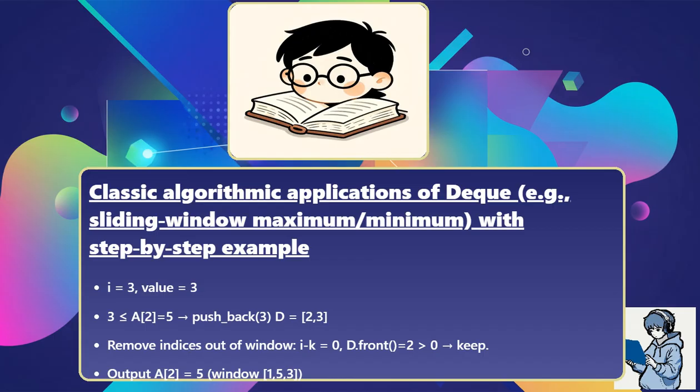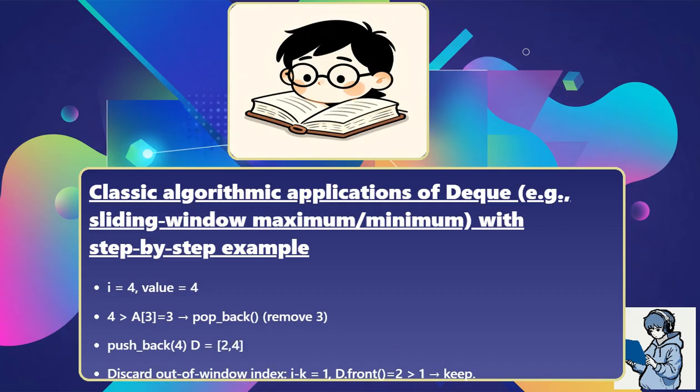i equals 3, value equals 3. 3 is less than or equal to a[2] equals 5, push_back 3. D equals [2, 3]. Remove indices out of window. i minus k equals 0, D.front equals 2 is greater than 0, keep. Output a[2] equals 5, window 1 5 3.